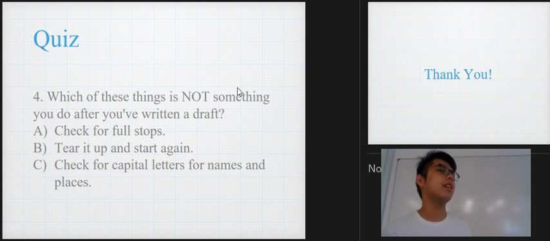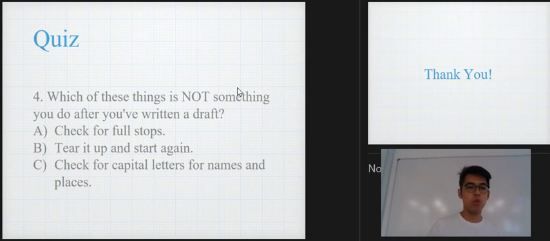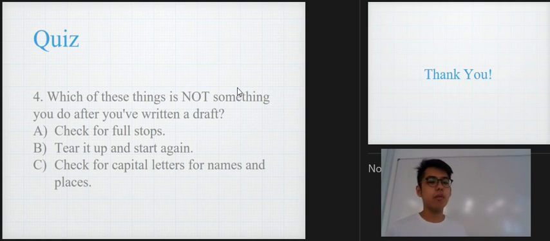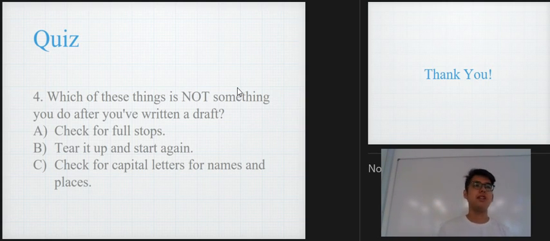Yeah, the correct answer is B. So you are right. We don't need to tear it up or start again. What we need to do is just check the full stops to make sure each sentence is complete. And also, as I mentioned in the third question, check the capital letters for names and places, and also for months like March, which I just mentioned. So that is all for the quiz.